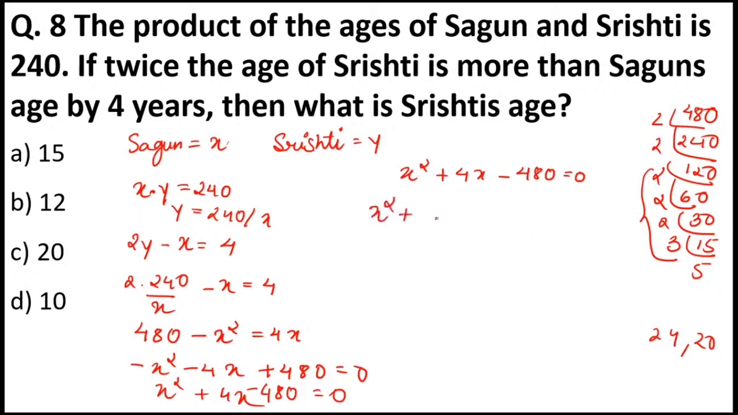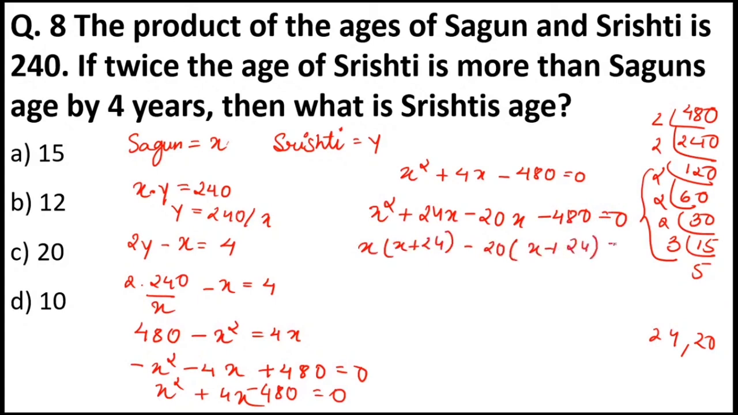So x square plus 24x minus 20x minus 480 is equal to 0. Okay. Now I'll take x common. x plus 24 minus 20 I'll take common. x plus 24 you will get equal to 0. So now what numbers you'll get? x plus 24 and x minus 20 equal to 0. So if you take each one equal to 0, you will get x is equal to 20 or you will get x is equal to minus 24. Obviously, because if a positive sign number goes to the other side, it becomes negative.